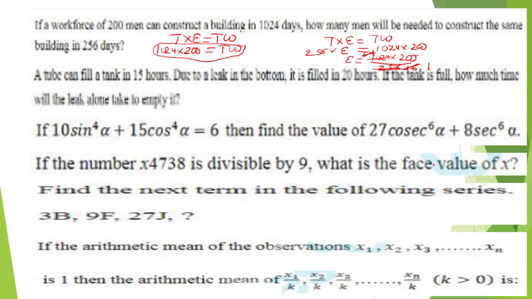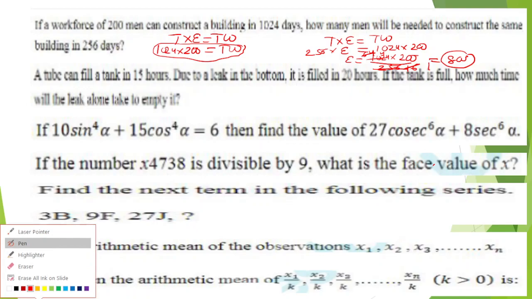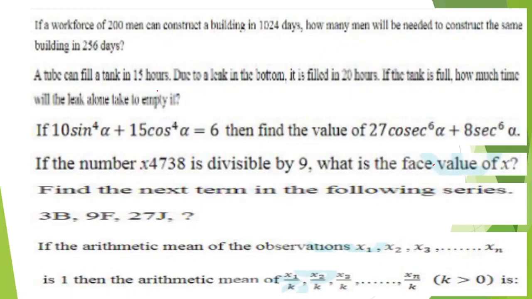So 16 into 1 is 16, 16 into 4 is 64, and 4 into 8. Now you can see the efficiency will be 800 men. This is the second method that we can use for solving such type of questions. I am erasing it. Let's move to the next question, that is the second question.